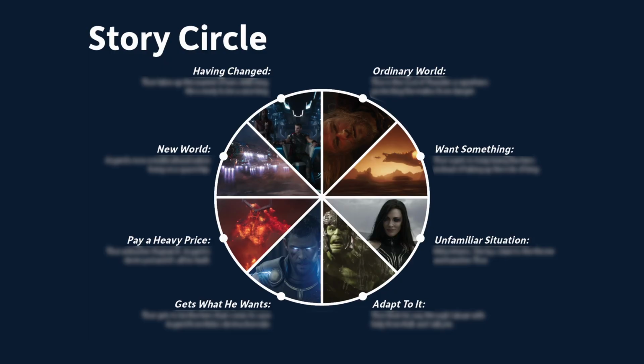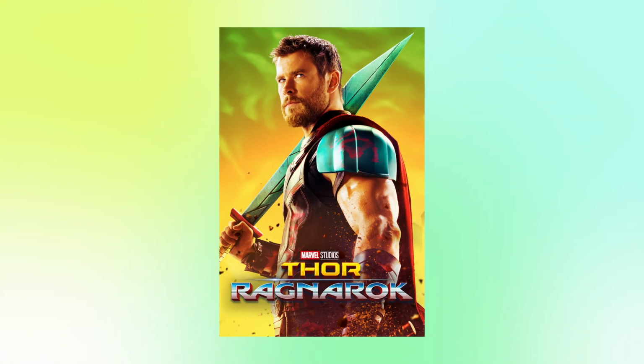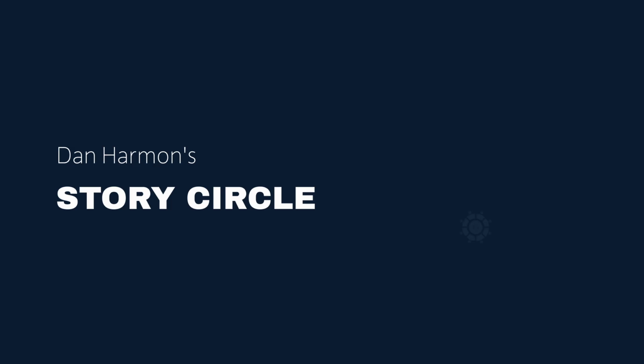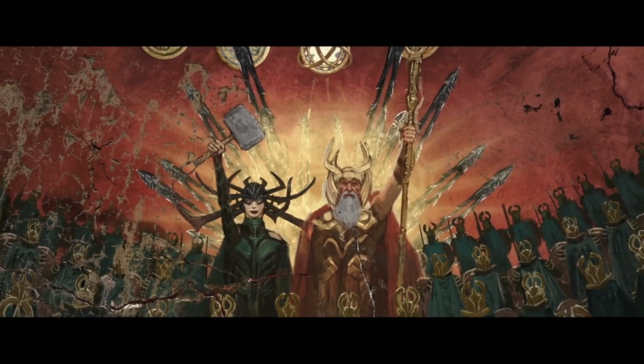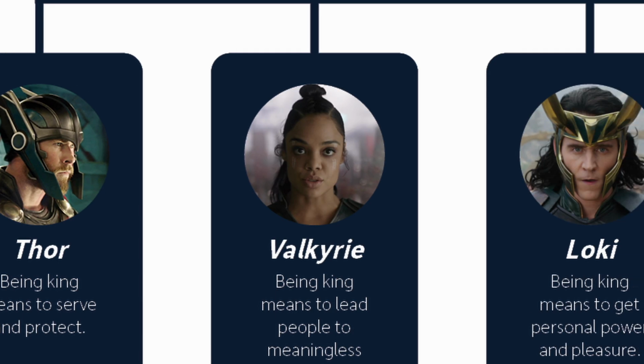Today we're going to break down the story structure of Thor Ragnarok, using the Save the Cat beat sheet and Dan Harmon's story circle. We're also going to have a look at the central theme of the movie and how it's represented through the characters. And on top of that, we're going to have a look at the art of character introductions. All that and more to come, but first, did you notice the Chekhov's gun scene in this film?